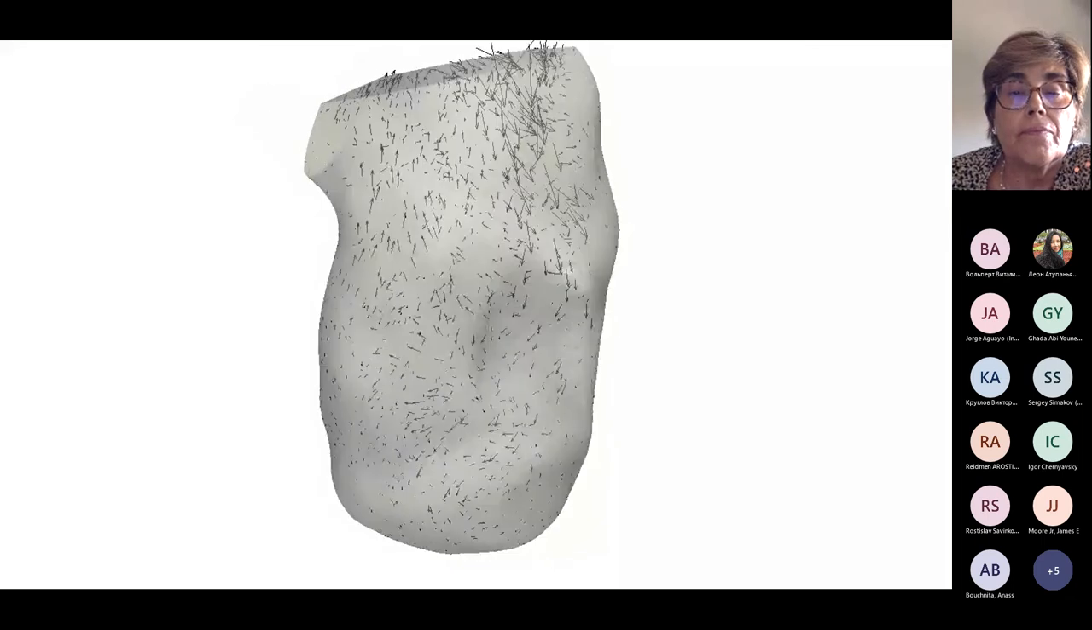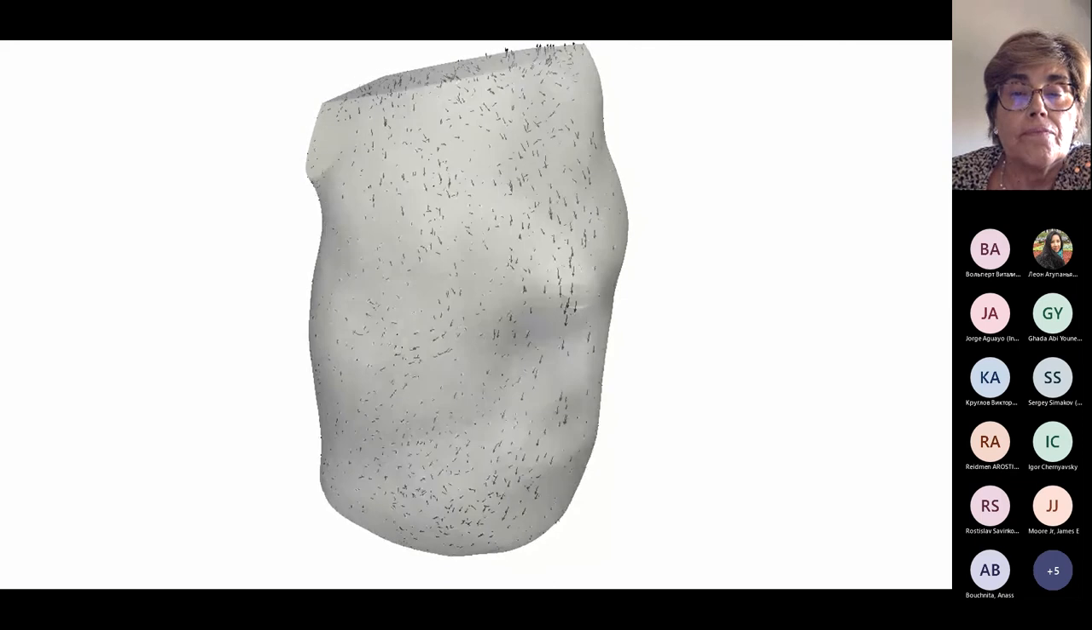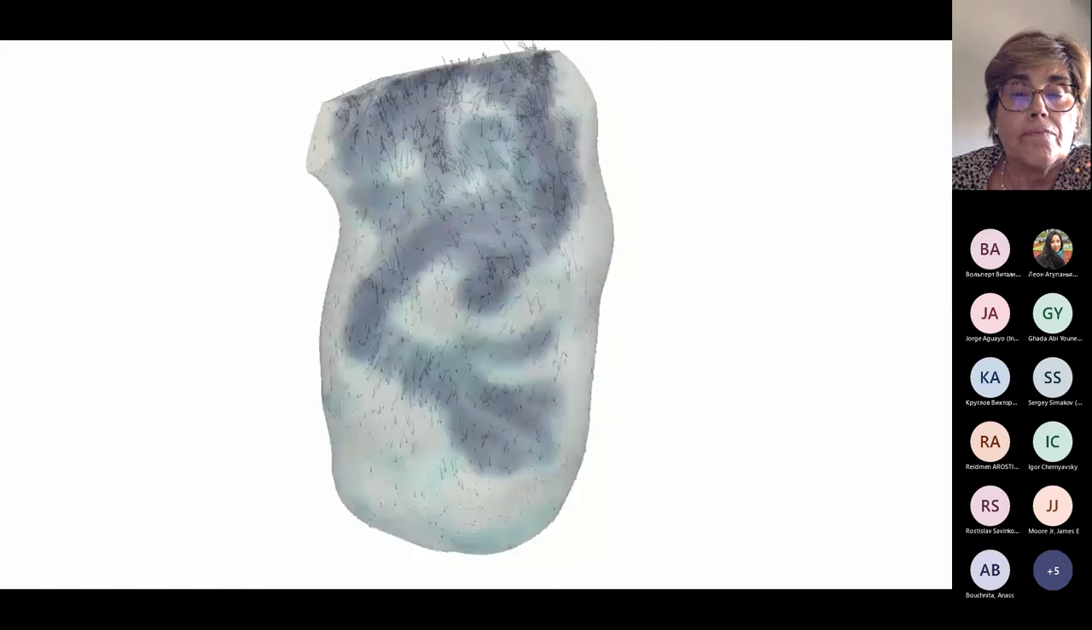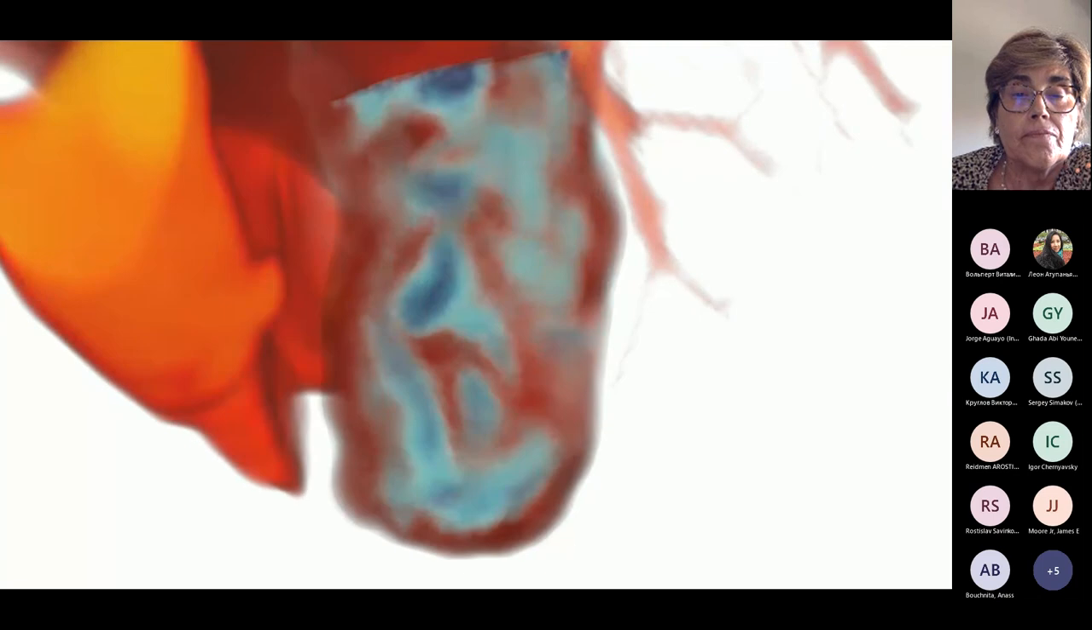We find everything: velocity, pressure. We can apply post-processing, compute the Q criterion and so on. So this is just an illustration of this simulation. Next, I proceed to my talk.